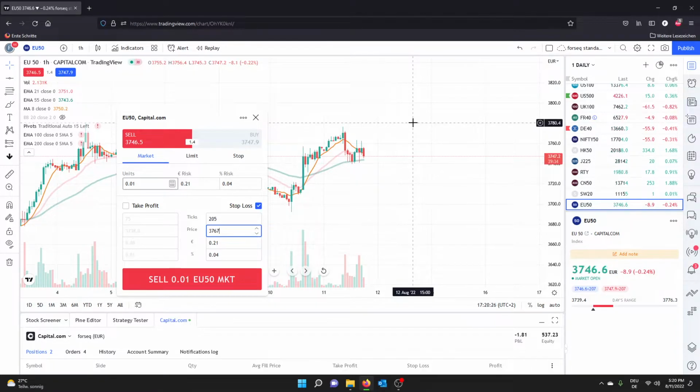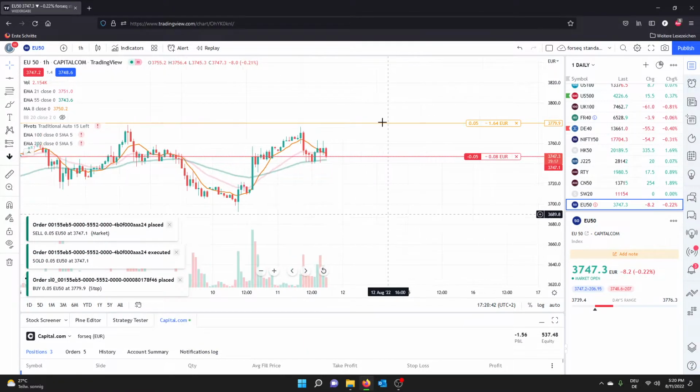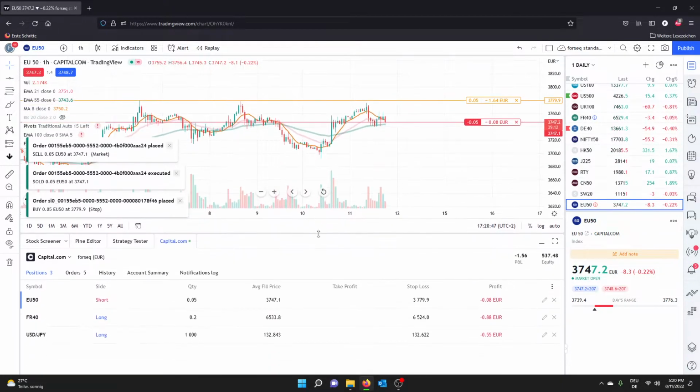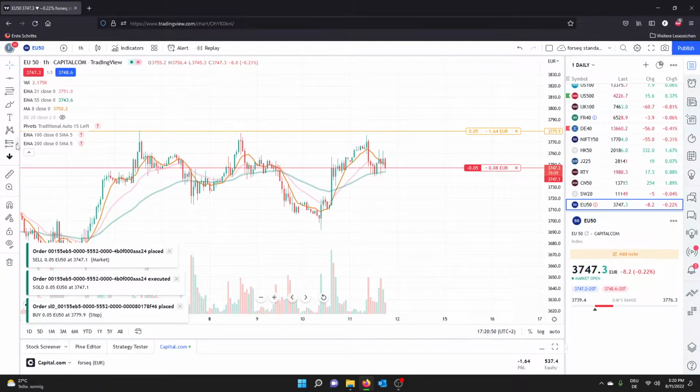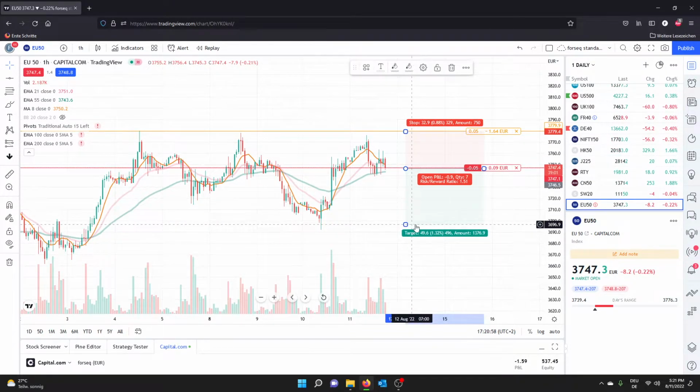Yeah, now we can put it here, 3780, and we trade 0.05 units. Let's do this. Okay, our stop loss is here and our target would be somewhere here. Let's look at the risk-reward ratio. Our entry point is here, our stop loss is here, and our target is here. So we have a risk-reward ratio of 1.5, which is okay.